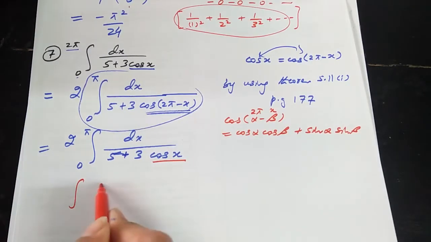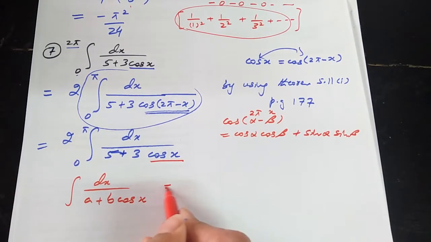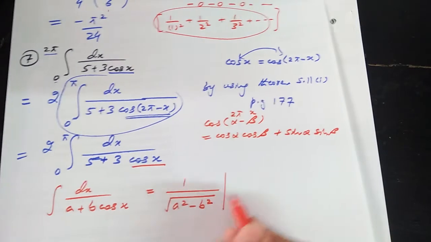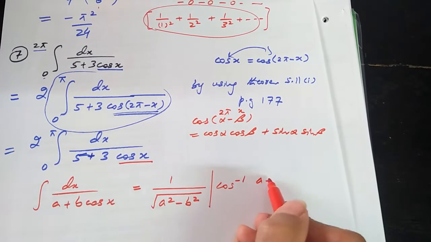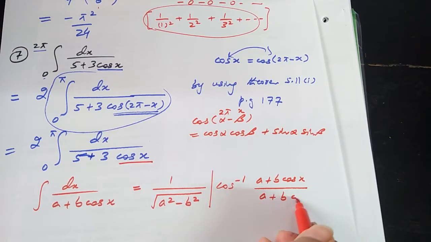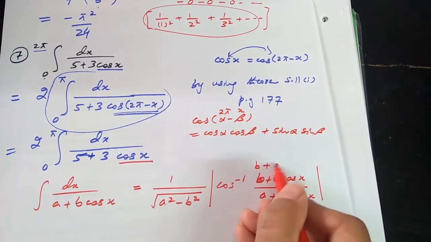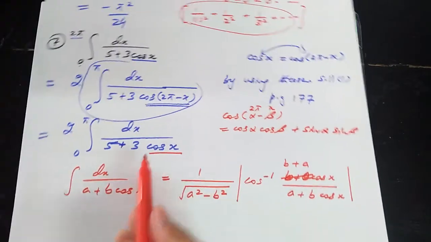If you have the integration dx over a plus b cos of x, this will be equal to 1 over square root a square minus b square, absolute value of cos inverse of a cos x plus b over a plus b cos of x, like this. This is b plus a cos x and this is a plus b cos of x. This is the direct formula for this integration.